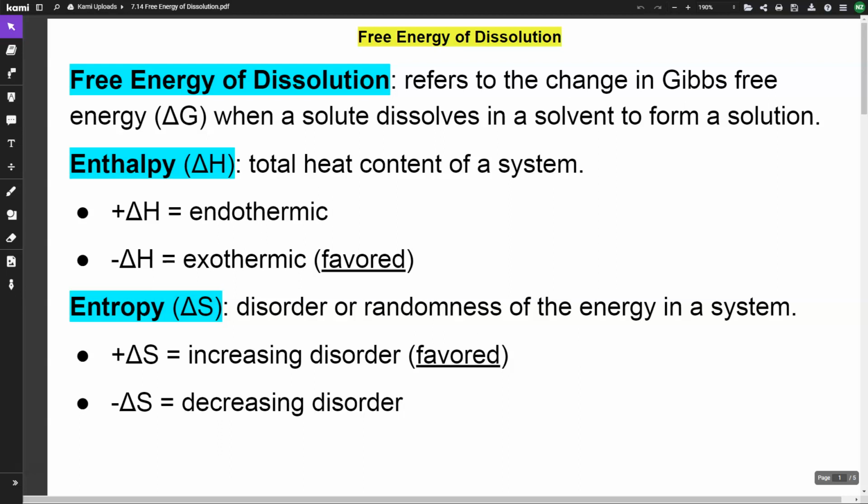Entropy, or delta S, is the disorder or randomness of the energy in a system. A positive delta S means increasing disorder, which is thermodynamically favored. Negative delta S is decreasing disorder. With entropy, more disorder would be more moles of something. They're moving faster. That's positive entropy.